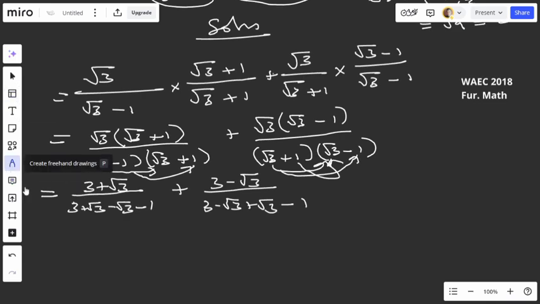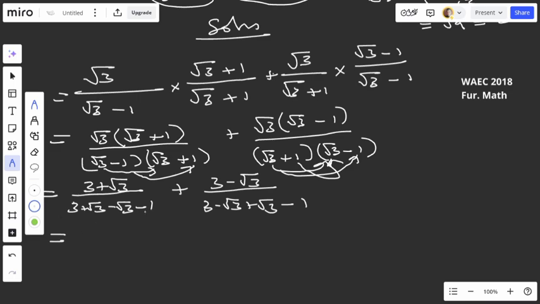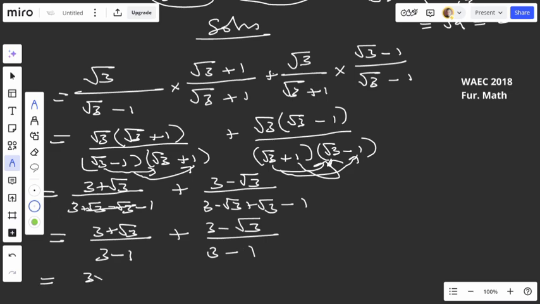And then you simplify that further. Let me first write out the numerators. Plus root 3 minus root 3 will cancel themselves, that will be 0, so you'll be left with 3 minus 1, plus 3 minus root 3 there. Same here, minus root 3 plus root 3 is 0, so you'll be left with 3 minus 1. Then you now have 3 plus root 3 divided by 3 minus 1, which is 2, plus 3 minus root 3 divided by 3 minus 1, which is 2.